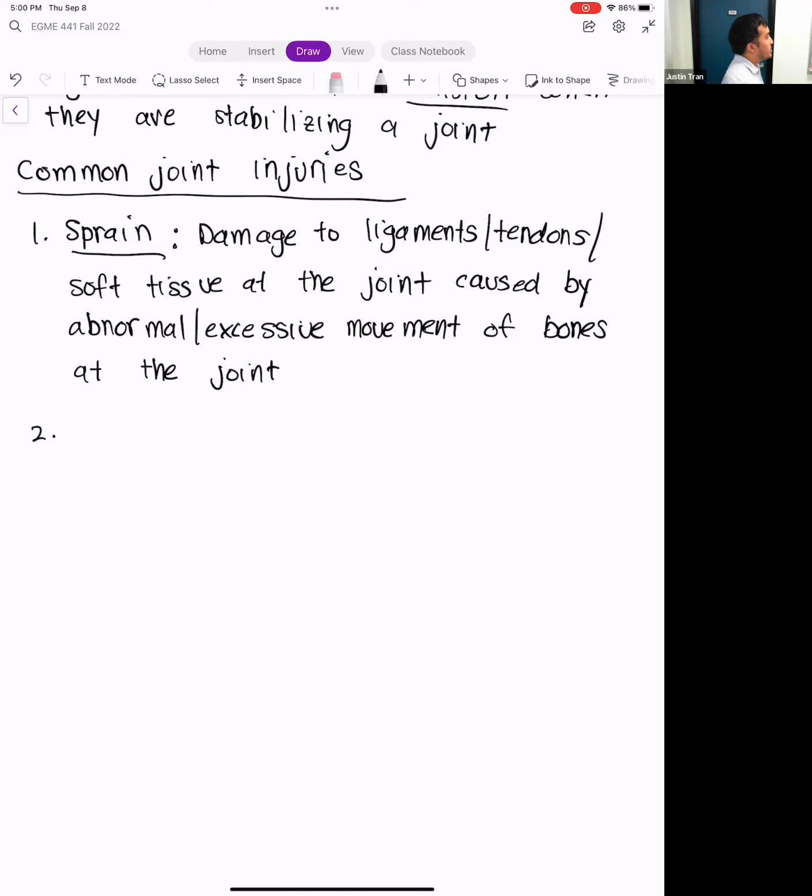But because there are different severities of sprains that you can sustain, we can characterize them as first degree, second degree, or third degree sprains, depending on how bad the tissue damage is.